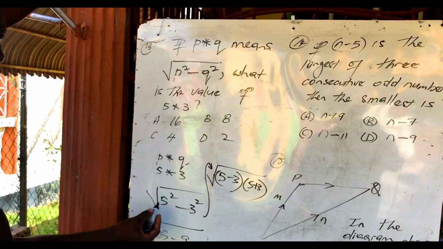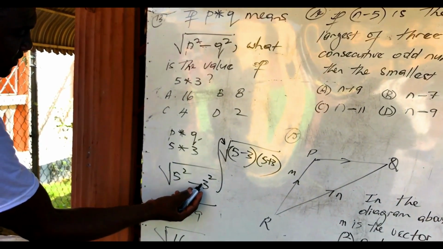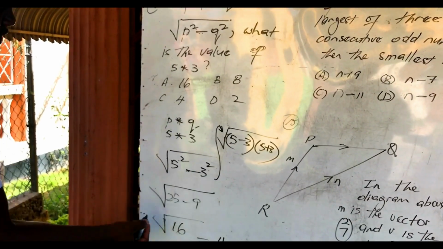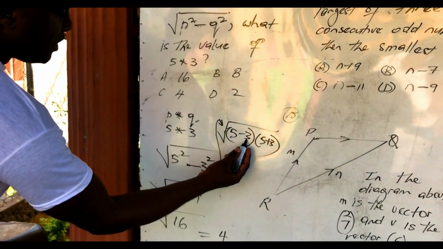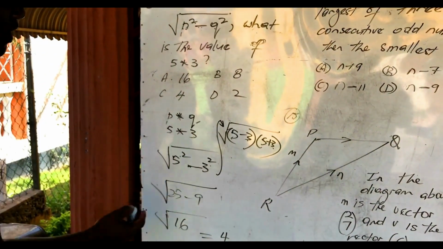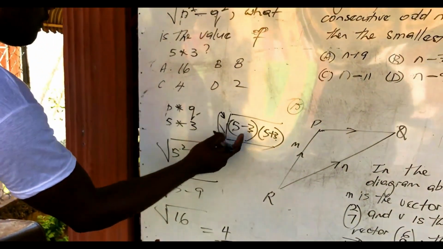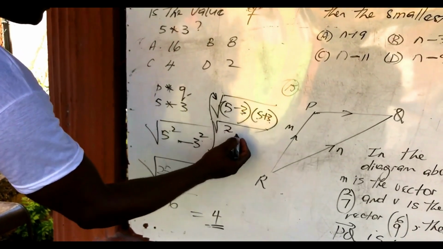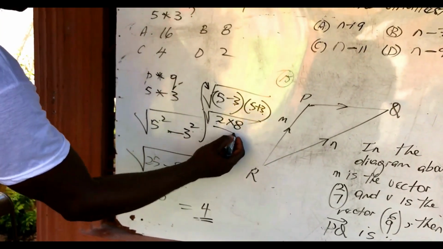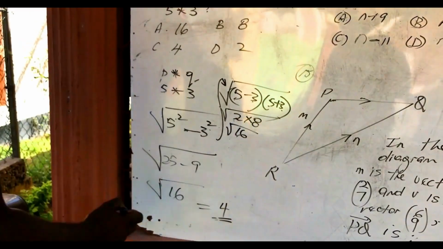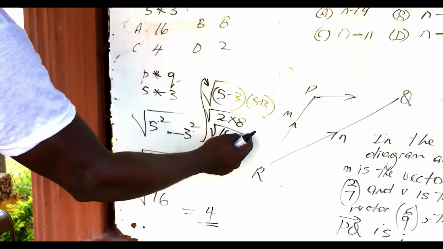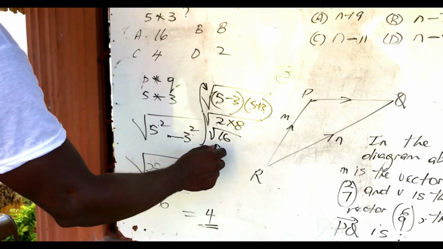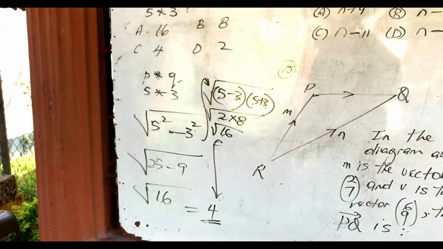So we get 4. You know that 5 squared minus 3 squared is the difference of two squares, that can be written as 5 minus 3 times 5 plus 3. And we know that 5 minus 3 is 2, 5 plus 3 is 8, so that's really 2 times 8, which is 16. And now the square root of 16: what number when multiplied by itself gives us 16? And clearly that number is 4.